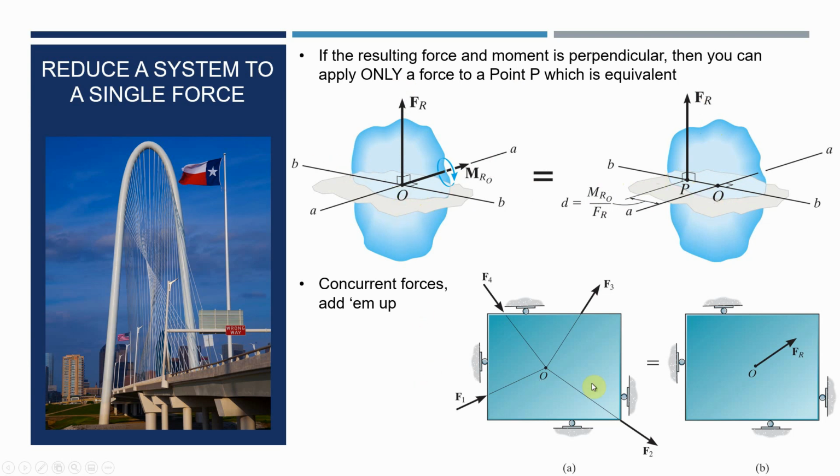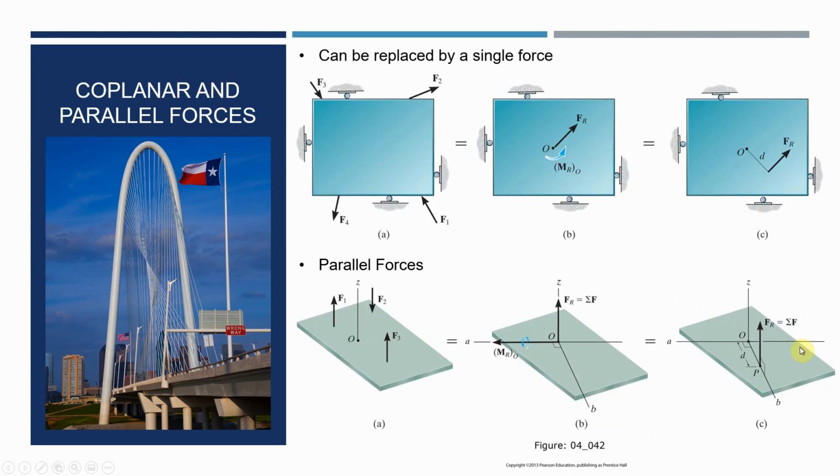So these are some reduction rules, if you will. Write these rules down on a card so you have them handy. Concurrent forces, just add them up. So a single force acting at point O, boom. No moments about point O. You're done. Easy.